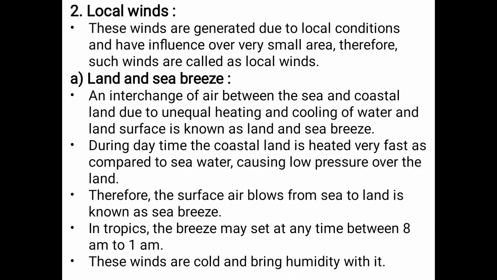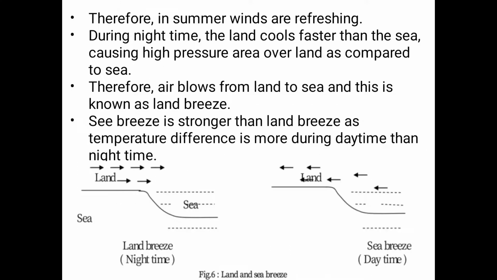During the daytime, the coastal land is heated very fast compared to the sea water, and due to that it creates low pressure over the land. Therefore the surface air that flows from the sea to land is known as the sea breeze. In the tropics, the breeze may set in at any time between 8 am and 1 pm, and these winds are cold and bring humidity with them. In the summer, they are refreshing.